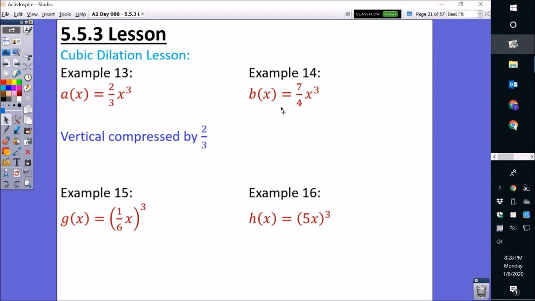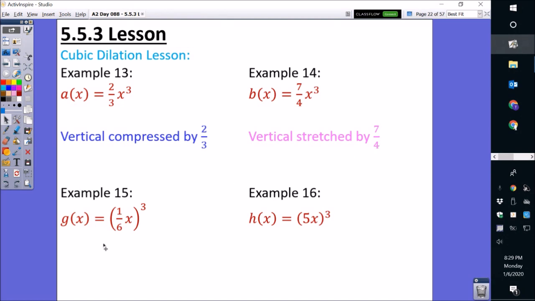Now, example 14, similar to example 13, b of x equals 7 over 4 times x to the third power. Now, the 7 over 4, since it doesn't have any visible parentheses, we can safely say that it's outside. So it's going to be vertical. Now, let's take a closer look at the number. We see that the top is greater than the bottom. So if the numerator is greater than the denominator, then the fraction is greater than 1. So this is going to be a vertical stretch by 7 over 4. So vertical because it's outside, stretch because it's more than 1, and then we got to include by 7 over 4.